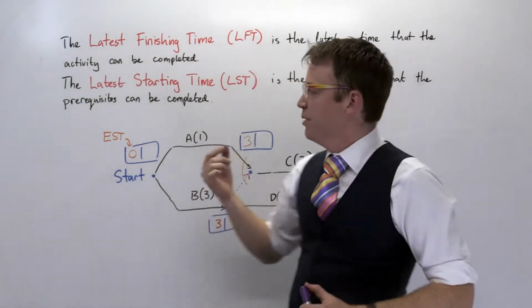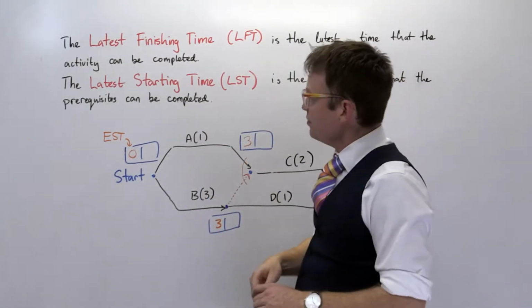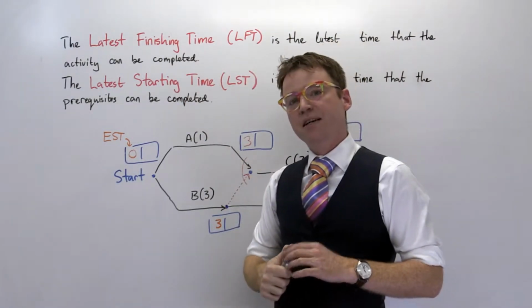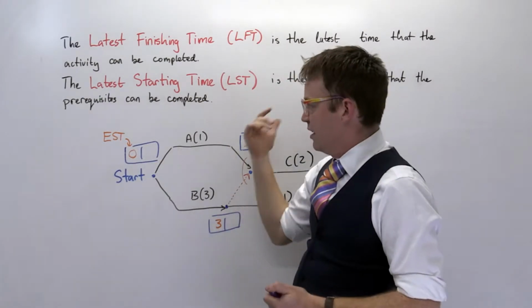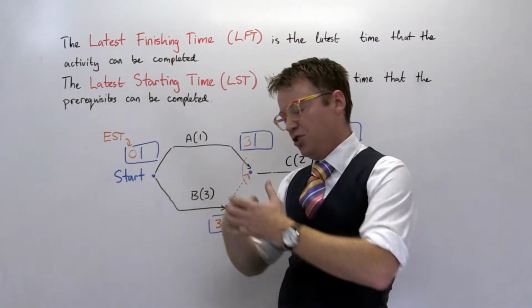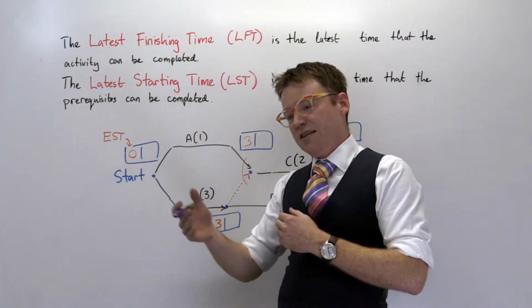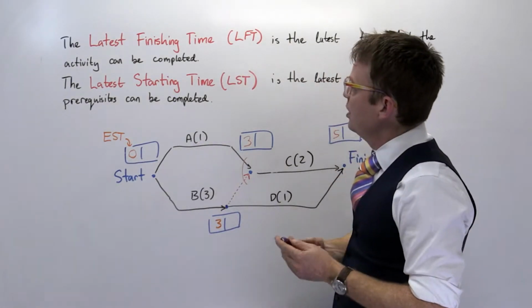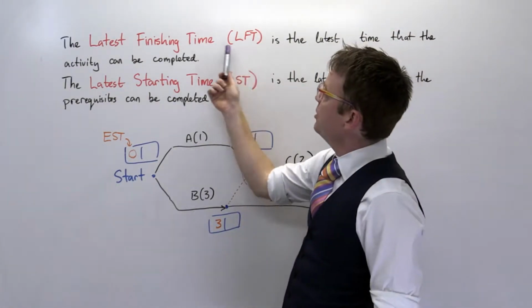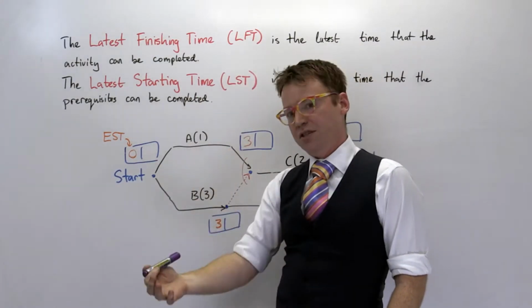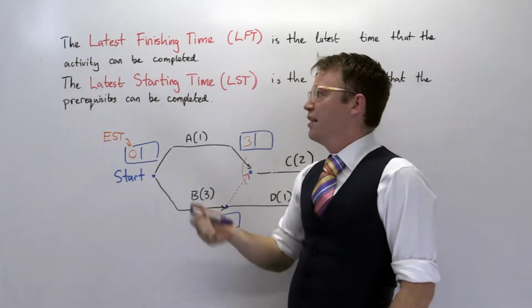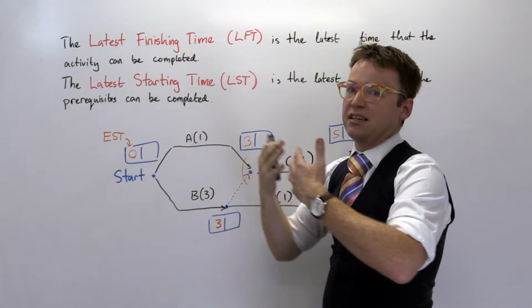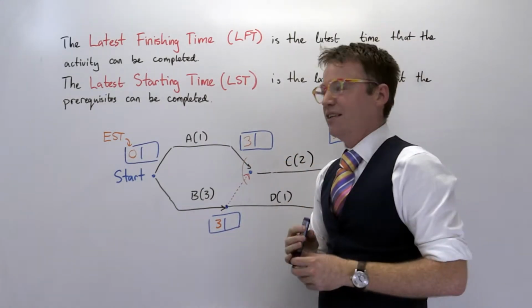But before we get there, we need to talk about finishing times. So the latest finishing time is the latest time that the activity can be completed. And the latest starting time is the latest time that you can achieve all the prerequisites of those activities and then have enough time to actually do that activity. We're going to determine the latest finishing times by a procedure called the backwards scan. We're going to do that now. And along the way, we're going to find out the latest starting times by just taking the finishing times and subtracting the amount of time it takes to actually do the activity.